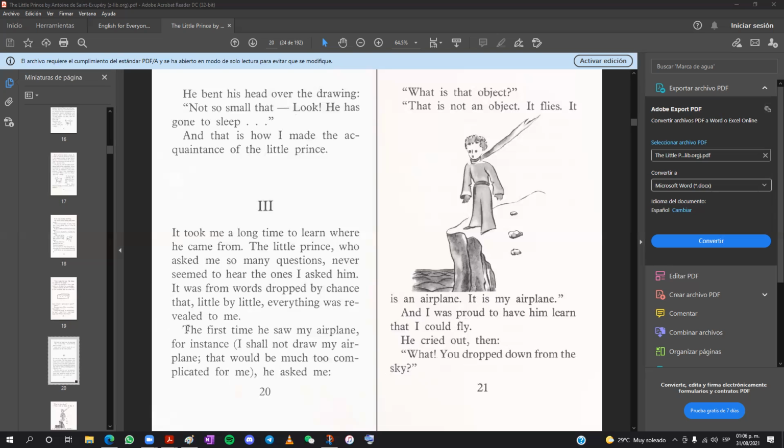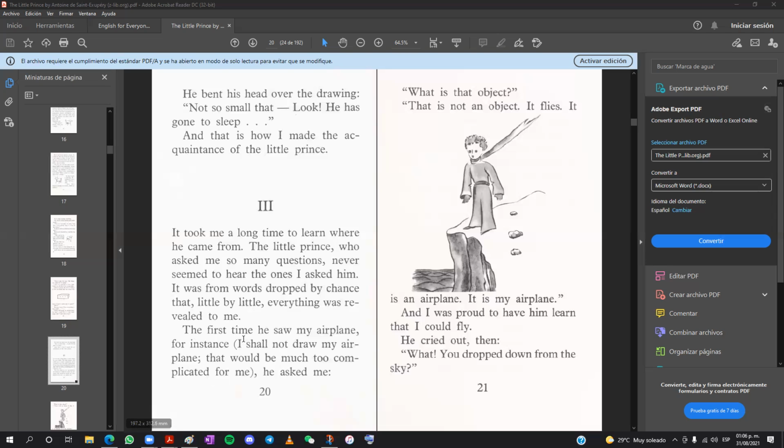The first time he saw my airplane, for instance, I shall not draw my airplane. That would be much too complicated for me. He asked me, what is that object? That is not an object. It flies. It is an airplane. It is my airplane. And I was proud to have him learn that I could fly. He cried out, then what? You dropped down from the sky?